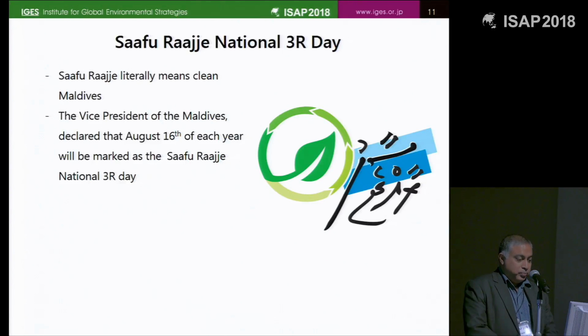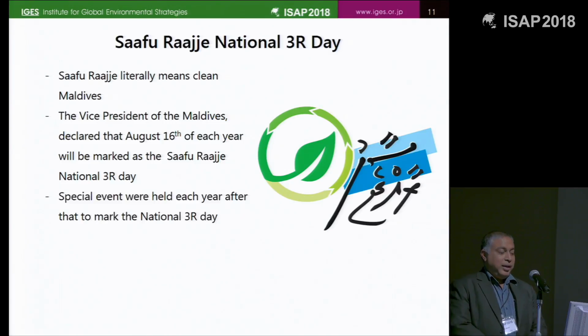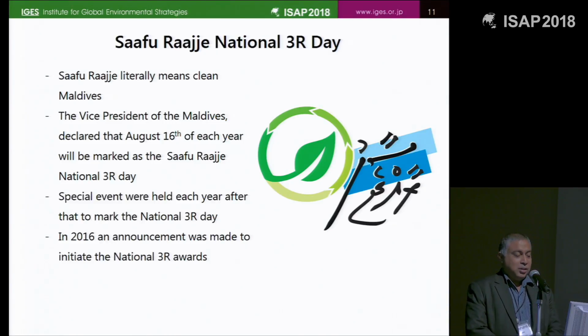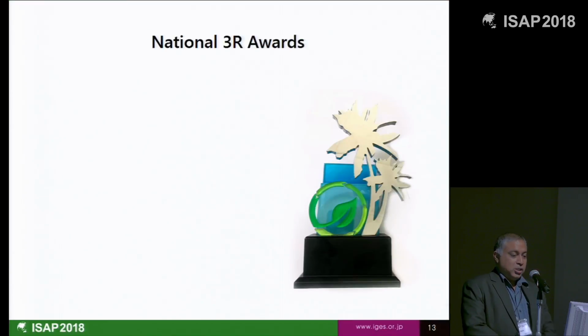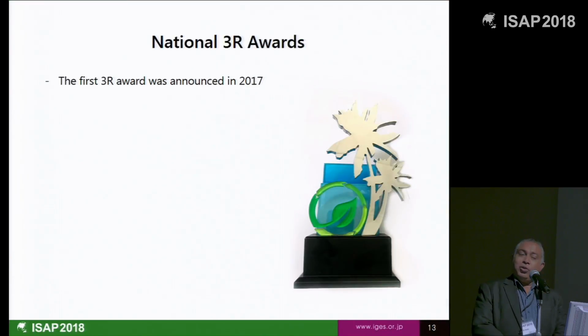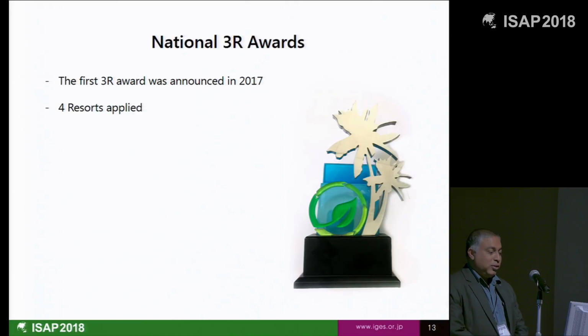The Vice President of the Maldives declared August 16 as the National 3R Day, and since then we have been marking 3R Day with different announcements. In 2016, we announced an award called the Saafaraajya 3R Award, aimed at resorts to promote waste reduction. This is a picture of the awards. The first 3R award was announced in 2017.